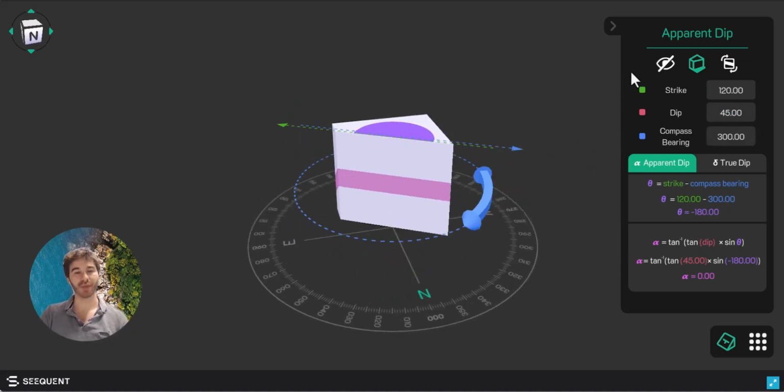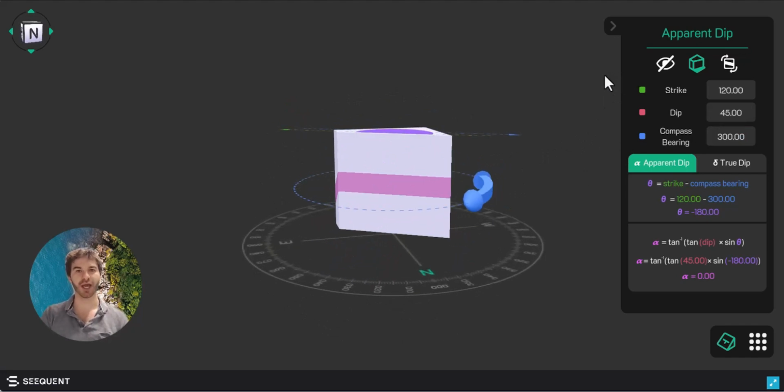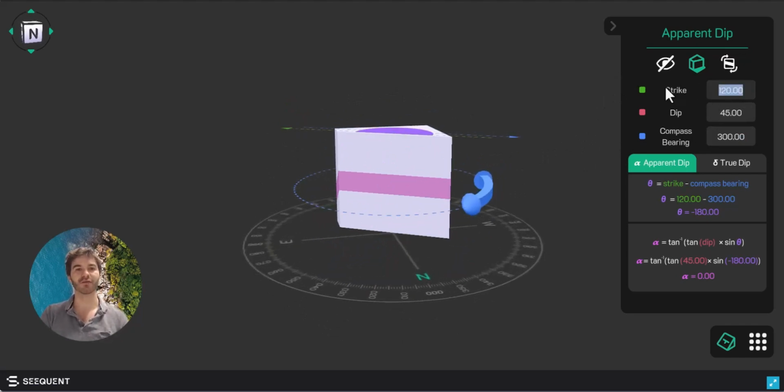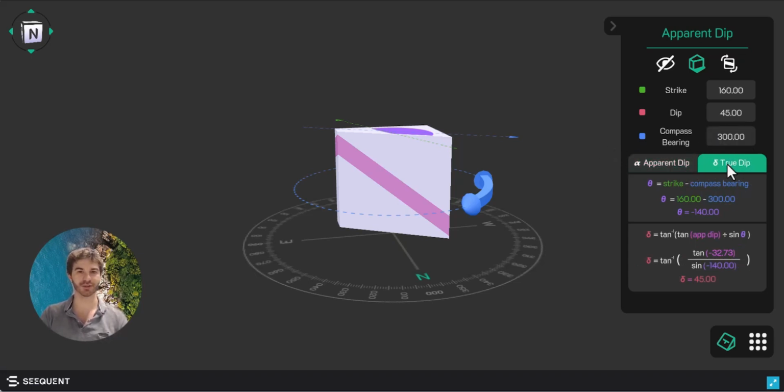Alternatively, if you have measured an apparent dip value and you would like to convert that to a true dip value, the calculations provided will allow for that conversion. In the bottom right-hand side of the screen, you can see the calculations that are being used for this conversion.